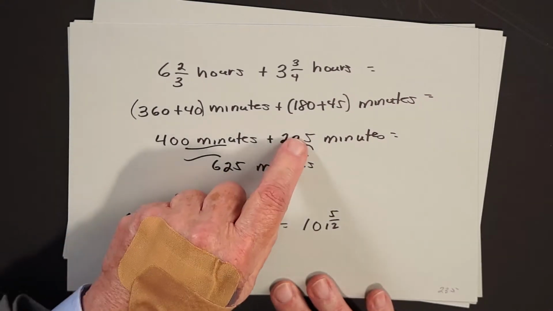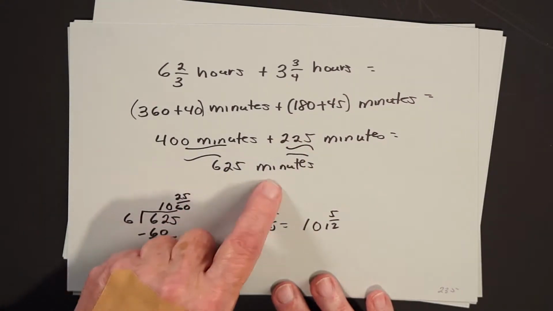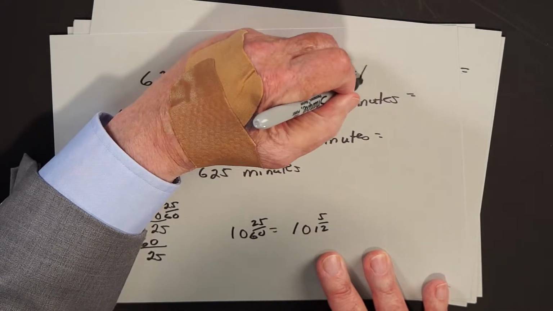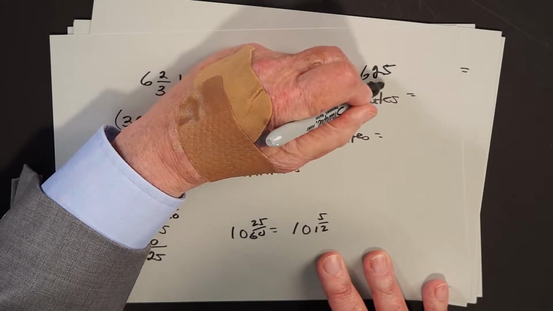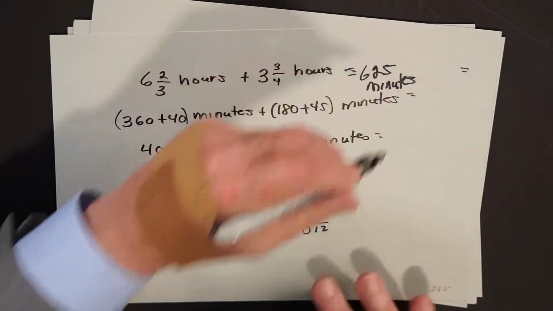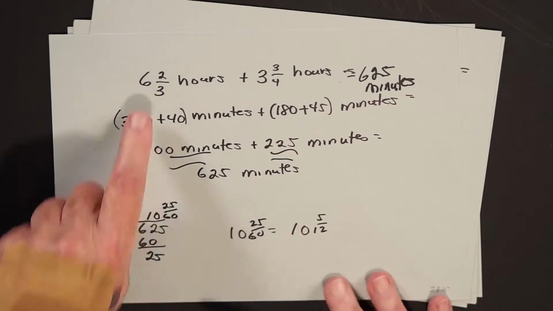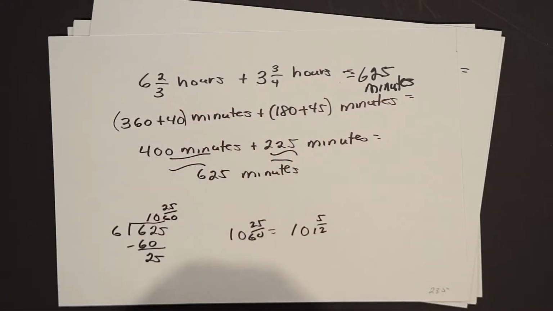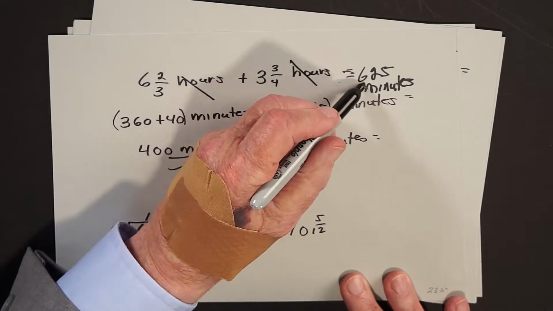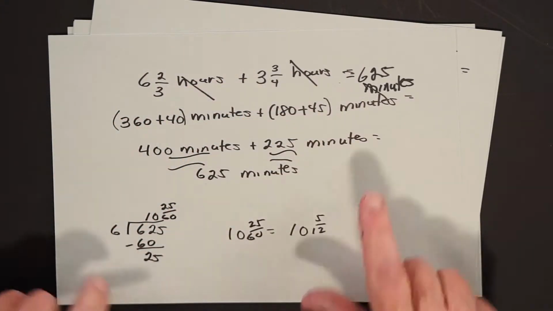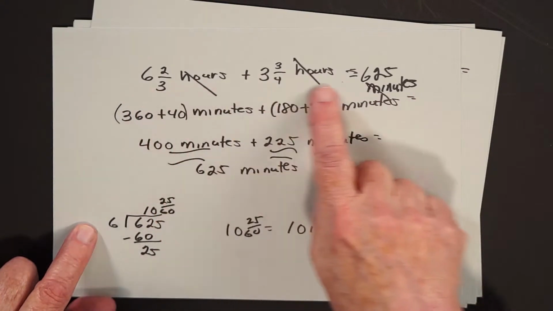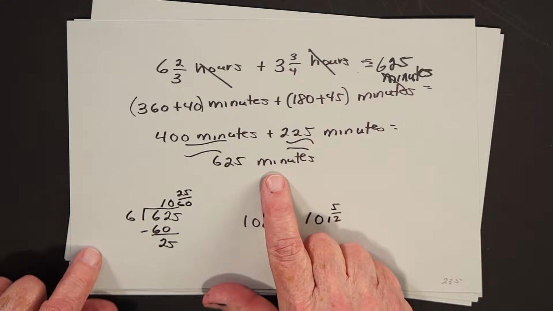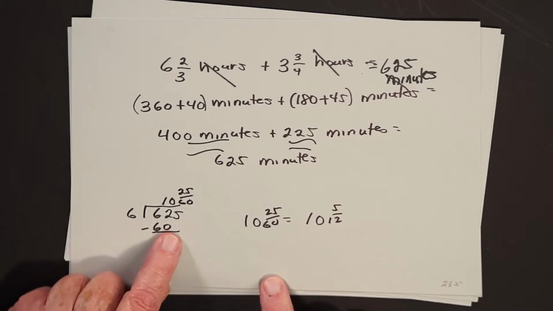400, 225, and 625 modify the same noun, so the answer is what? 625 minutes. And notice that as long as I'm allowed to use the nouns, I can write this, because people can see right away that here are minutes and here are hours. The problem is, if I leave the nouns out, now I have the problem that the nouns have to be the same. And again, just as a check, 625 minutes, there's 60 minutes to an hour.